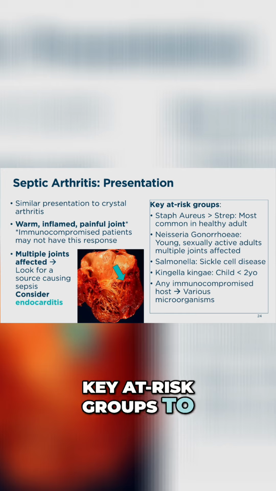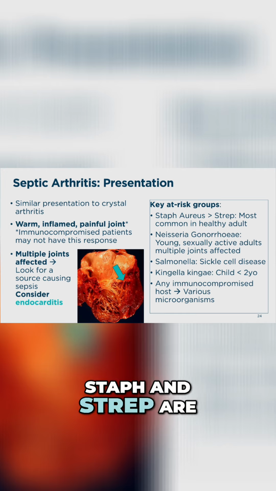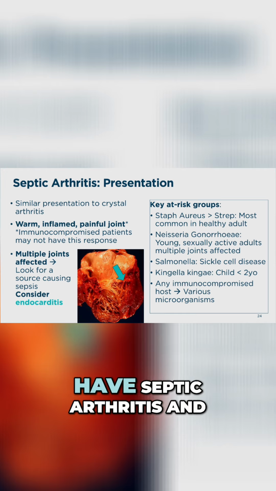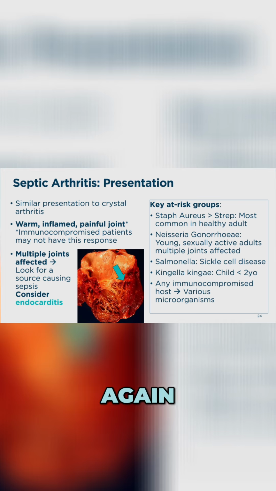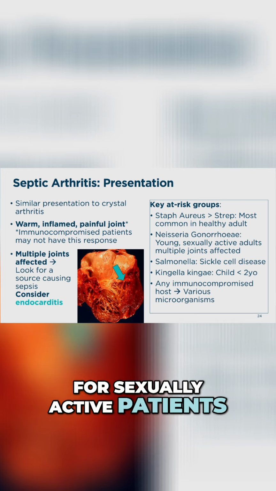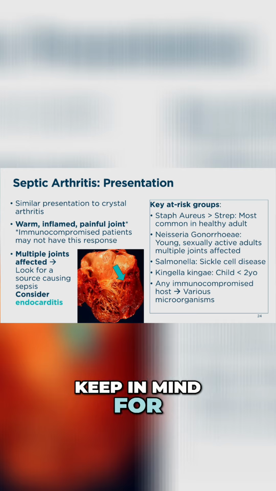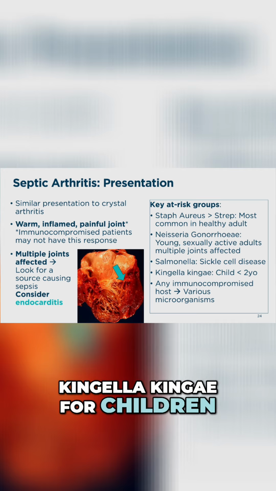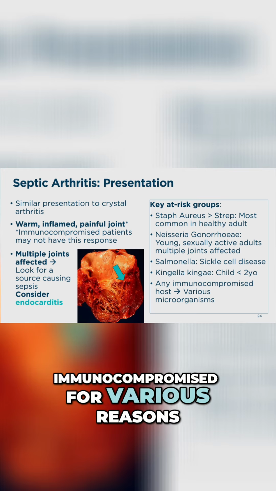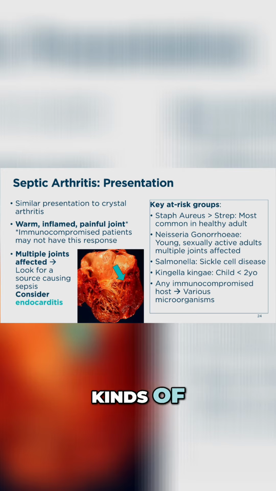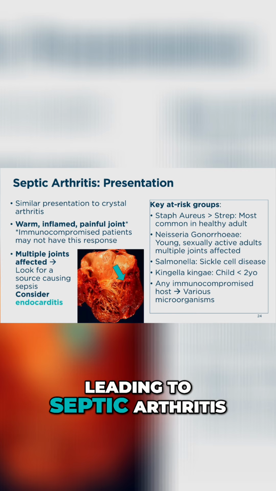Key at-risk groups to keep in mind: staph and strep are common for patients who have septic arthritis and are healthy otherwise. Neisseria gonorrhoeae, again, for sexually active patients. Salmonella is something to keep in mind for a patient with history of sickle cell anemia. Kingella kingae for children that are less than 2 years old. And patients who are immunocompromised for various reasons can have all different kinds of microorganisms leading to septic arthritis.